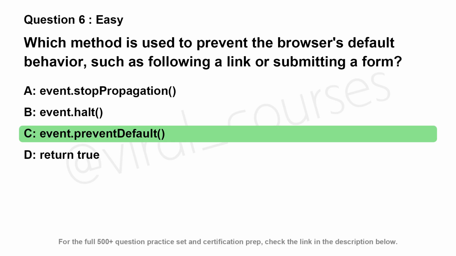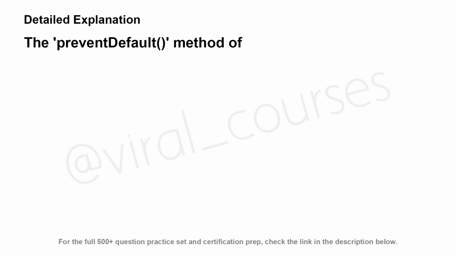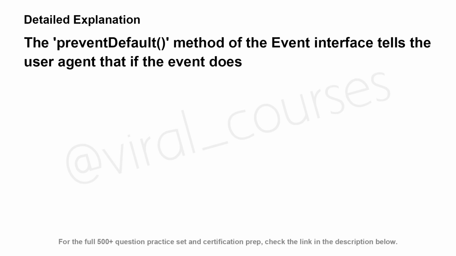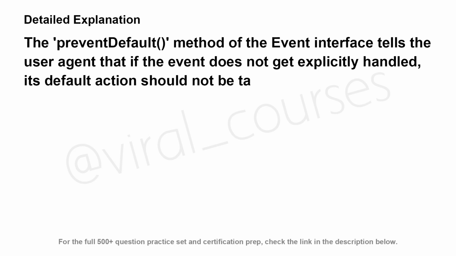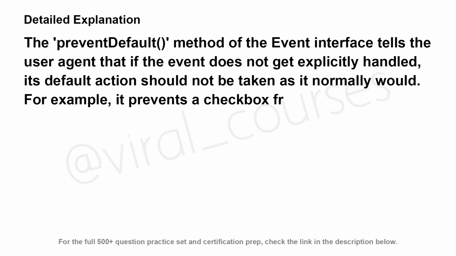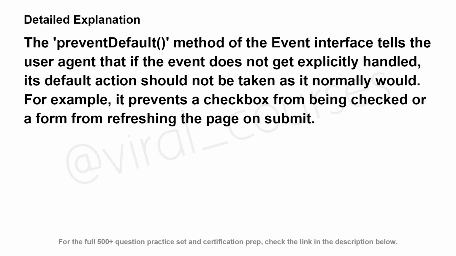The correct answer is C. The preventDefault method of the event interface tells the user agent that if the event does not get explicitly handled, its default action should not be taken as it normally would. For example, it prevents a checkbox from being checked or a form from refreshing the page on submit.